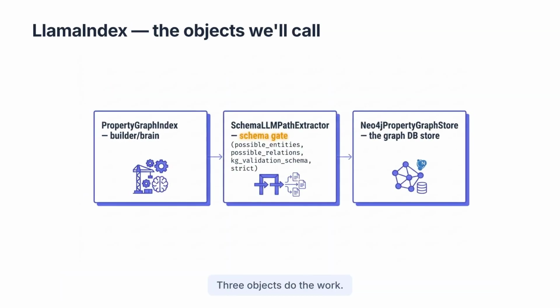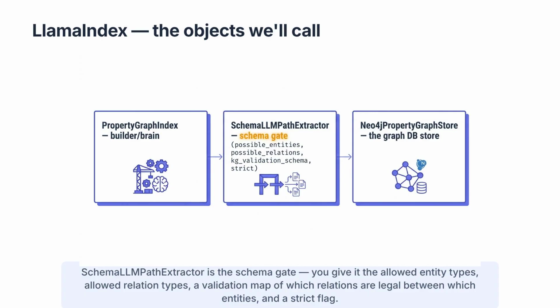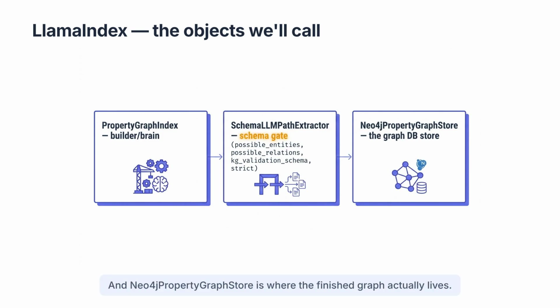Three objects do the work. PropertyGraphIndex is the builder and brain. Its from_documents method runs the whole pipeline. SchemaLLMPathExtractor is the schema gate. You give it the allowed entity types, allowed relation types, a validation map of which relations are legal between which entities, and a strict flag. And Neo4j property graph store is where the finished graph actually lives. Remember these three, they're about to show up in code.